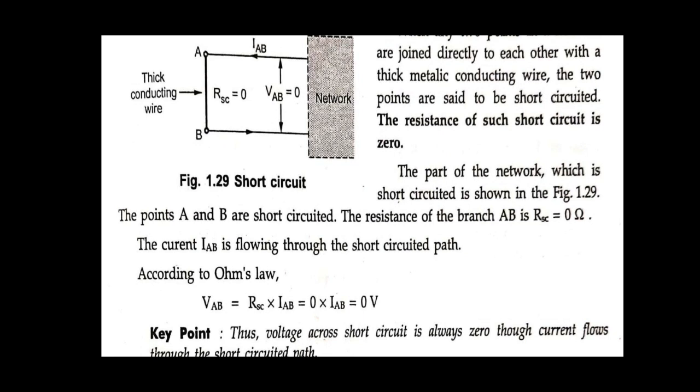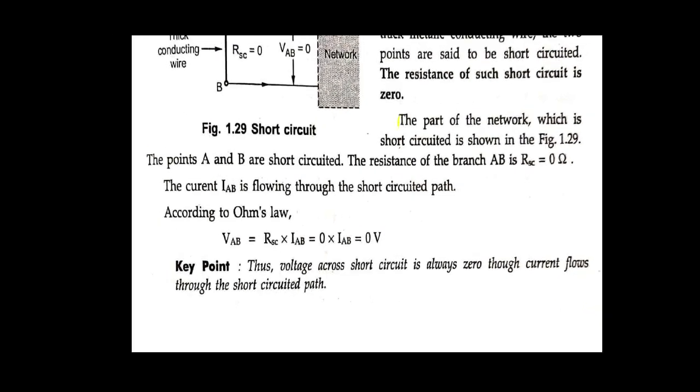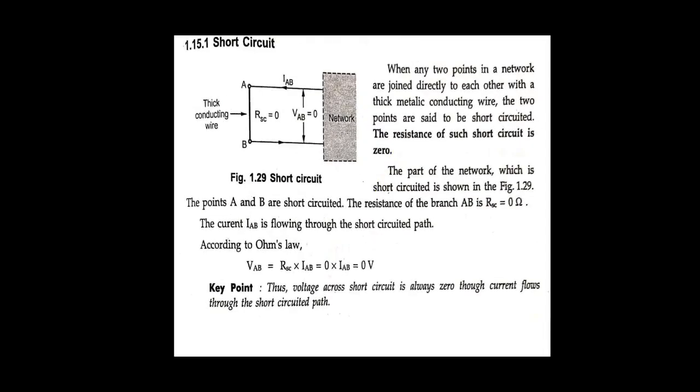So in a short circuit, the voltage across the short circuit is always 0, though the current flows through the short circuited path. So you just remember that in a short circuit, the voltage is always 0, but the current flows through the short circuited path. You just remember this one only.